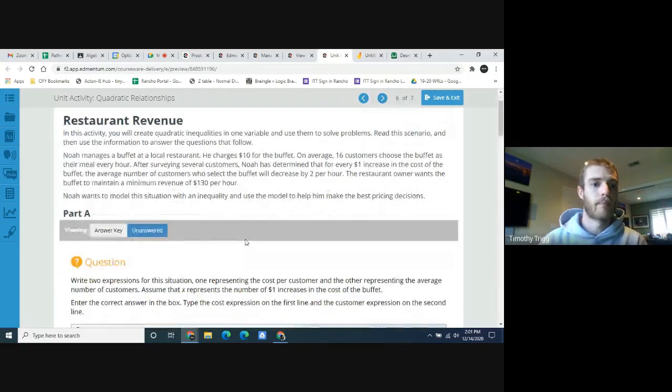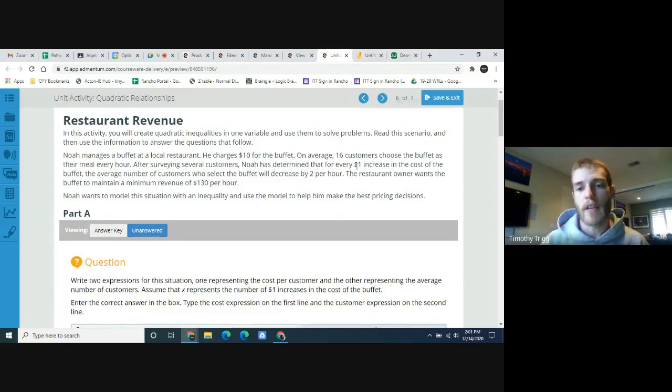Okay. In this activity, you'll create quadratic inequalities in one of the variables and use them to solve problems. Read the scenario and then use the information to answer the questions that follow. Noah manages a buffet at a local restaurant. He charges $10 for the buffet. On average, 16 customers choose the buffet as their meal every hour. After surveying several customers, Noah has determined that for every $1 increase in the cost of the buffet, the average number of customers who select the buffet decreases by 2 per hour.